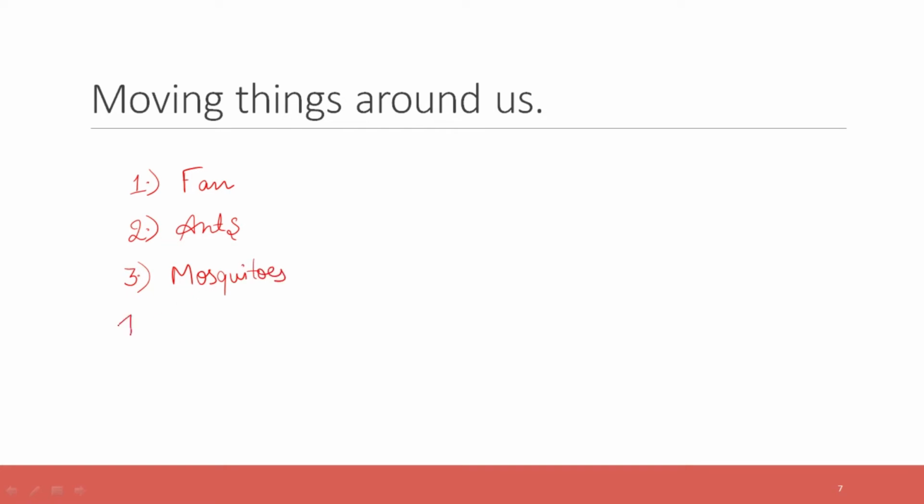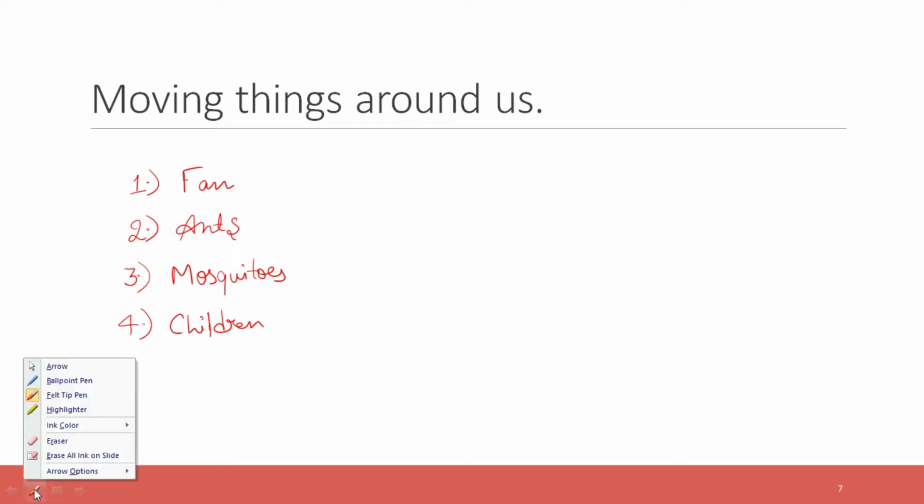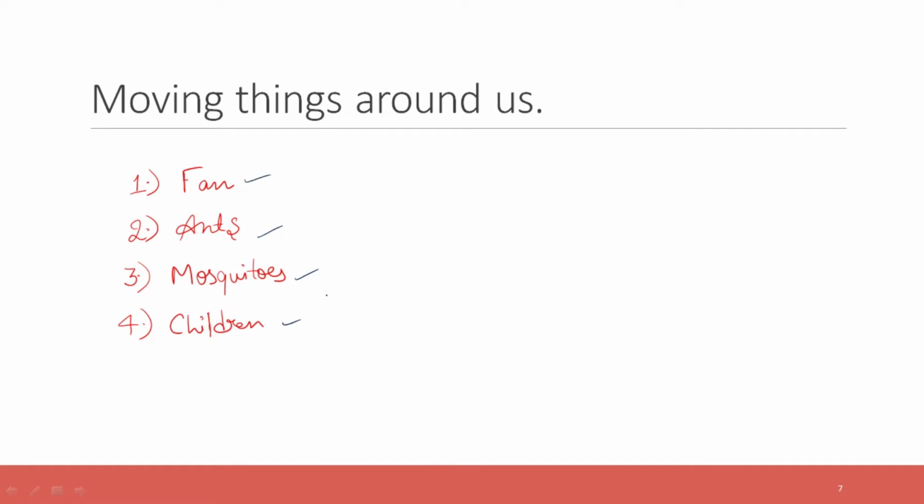Right. And fourth, what else? You can say some children are moving in your house. All right. Great. So some children are also moving. So some of you are saying that the fan is moving. Some of you are saying that ants are moving, and for some mosquitoes are also moving, and children are also moving. Can you see the way in which they are moving?